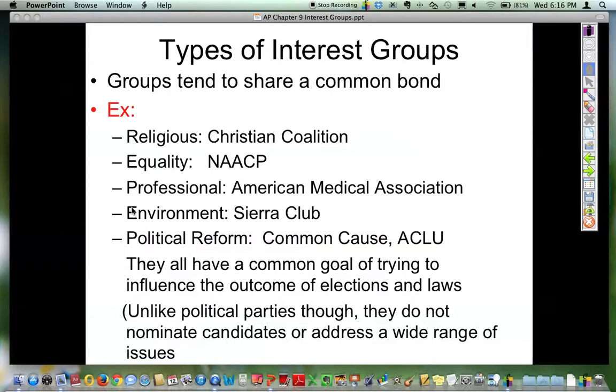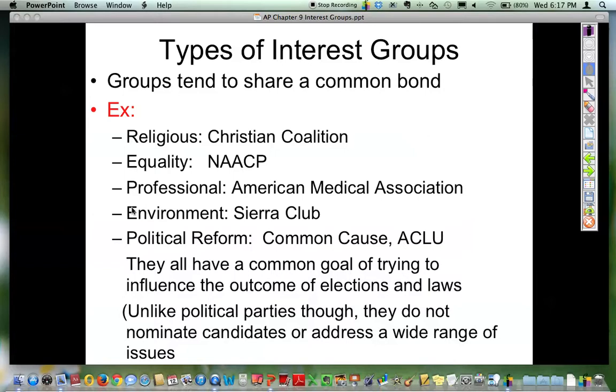A very powerful environmental one you can look up is Sierra Club. For political reform, Common Cause, Ralph Nader, who has run for president several times, formed Common Cause. And really what that does is it's an awareness group to look at different effects that we can have on political change. The ACLU, another big one, the American Civil Liberties Union, one of the most effective in defending First Amendment rights of different groups. So NAACP and ACLU are wonderful examples. We'll talk more about those in the civil rights.